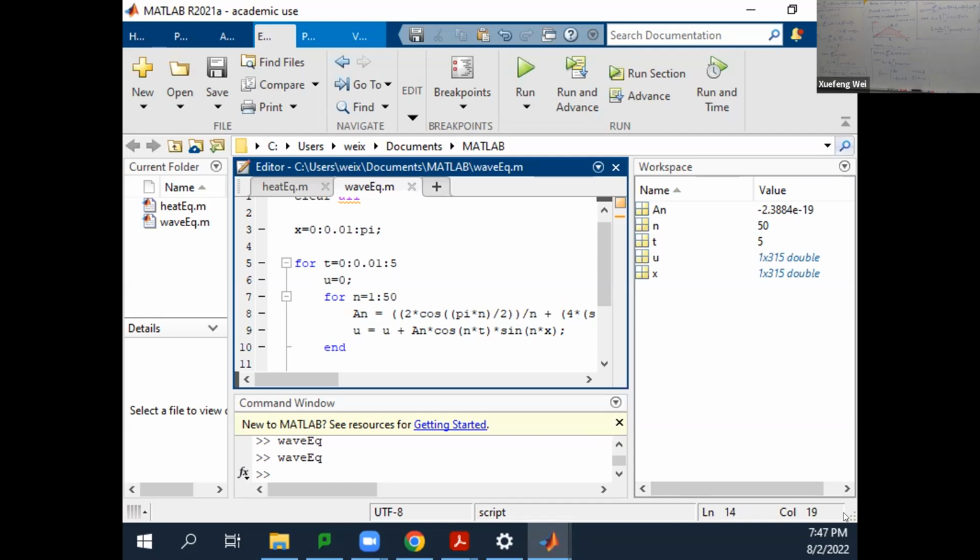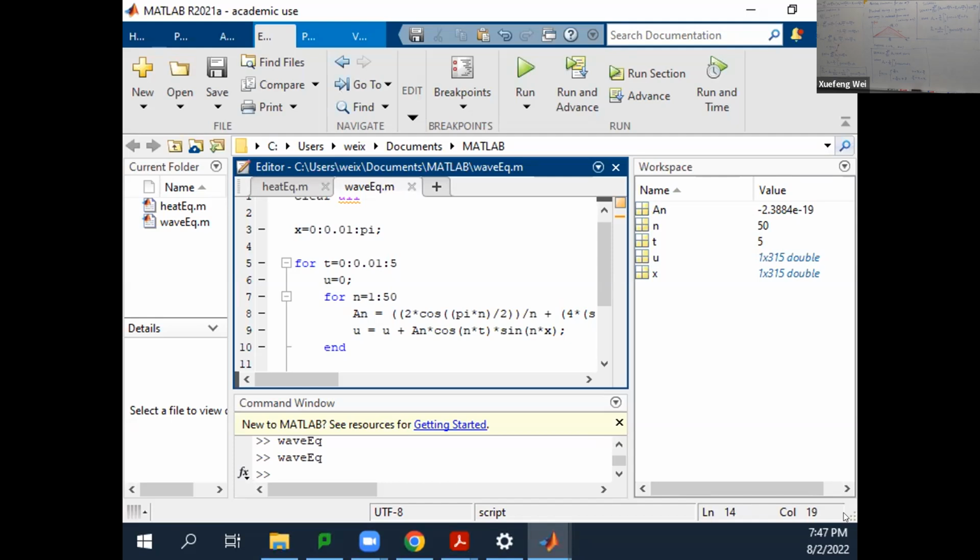Here you can see the size of u is the same as the size of x, so that you can plot x against u. In the heat equation, I plotted a 2D surface, and here I can also plot a 2D surface if you want. But I want to see the vibration, so instead I just plot u as a function of x at fixed times. If I plot them continuously, overriding previous ones, then you can see a movie of how the string vibrates.